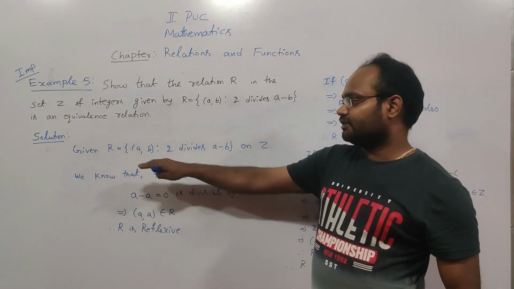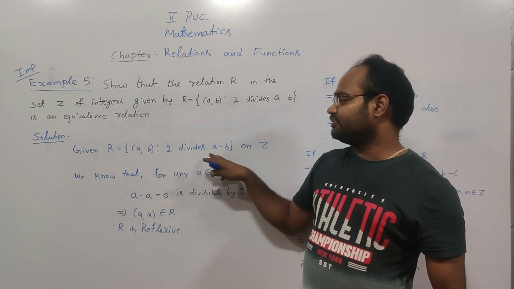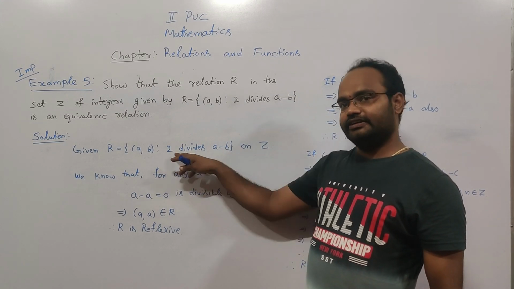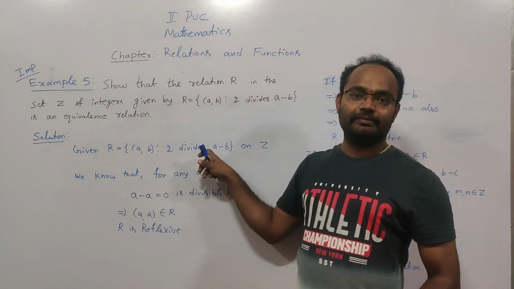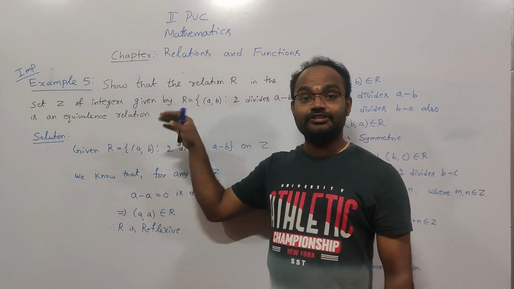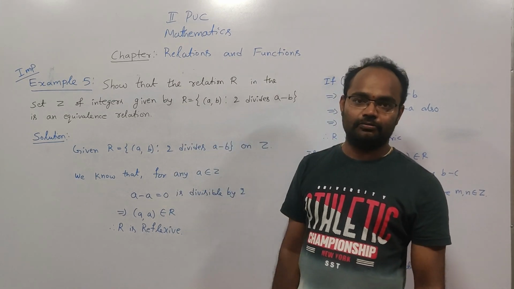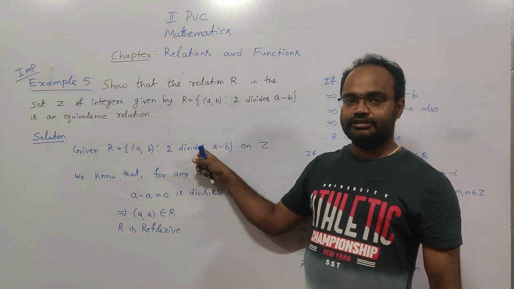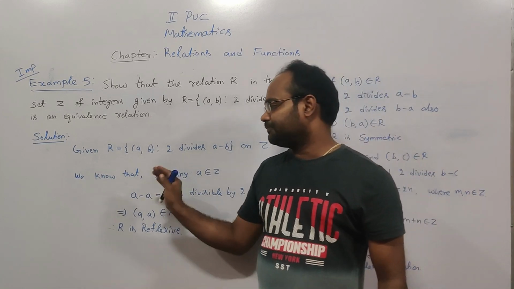ಲೆಟ್ ಅಸ್ ಕನ್ಸಿಡರ್ ದ ಗಿವನ್ ರಿಲೇಷನ್. ಗಿವನ್ R is equal to (a, b) such that 2 divides a minus b and it is defined on the set of all integers. ಇಲ್ಲಿ 2 divides a minus b ಅಂದ್ರೂ ಒಂದೇ, ಅಥವಾ a minus b is divisible by 2 ಅಂದ್ರೂ ಒಂದೇ ಮೀನಿಂಗ್. ಸೊ ಯಾವ ರೀತಿ ಬೇಕಾದರೂ ನಾವು ಬರಿಬೋದು.